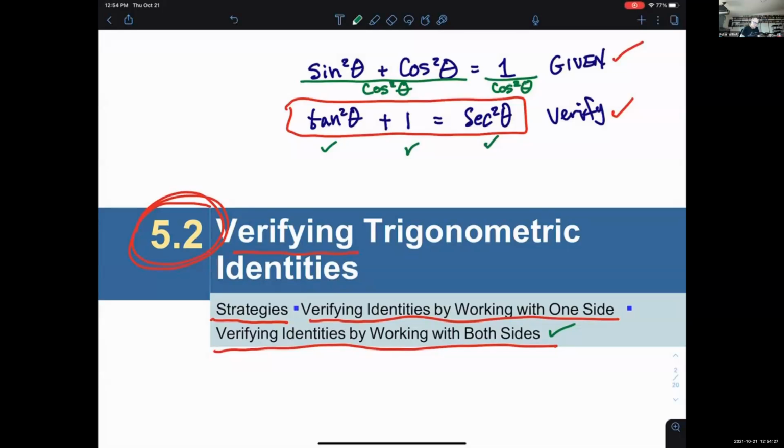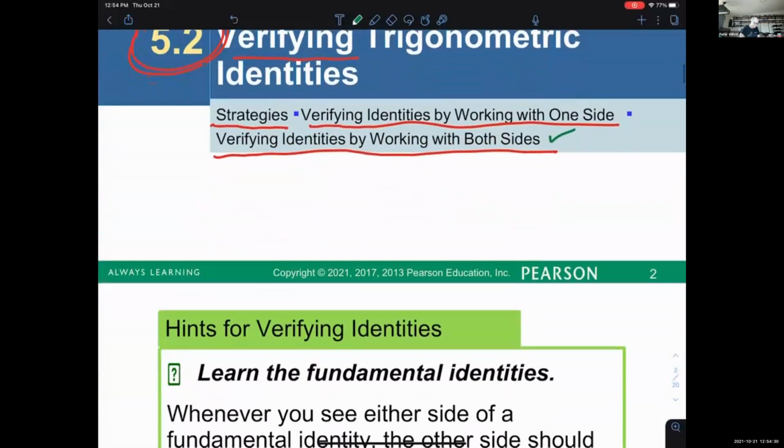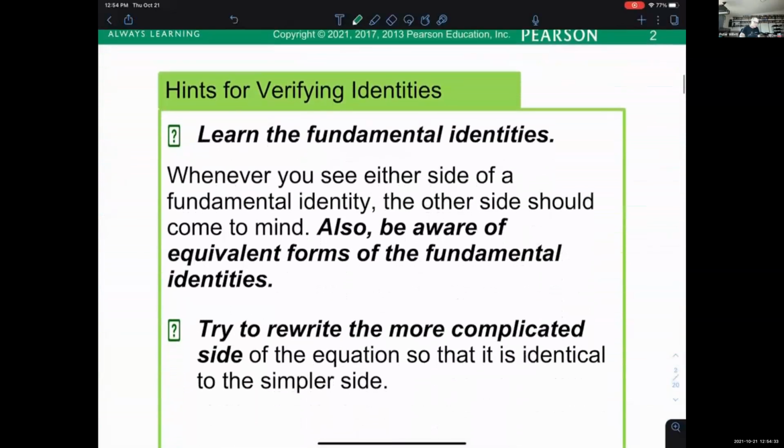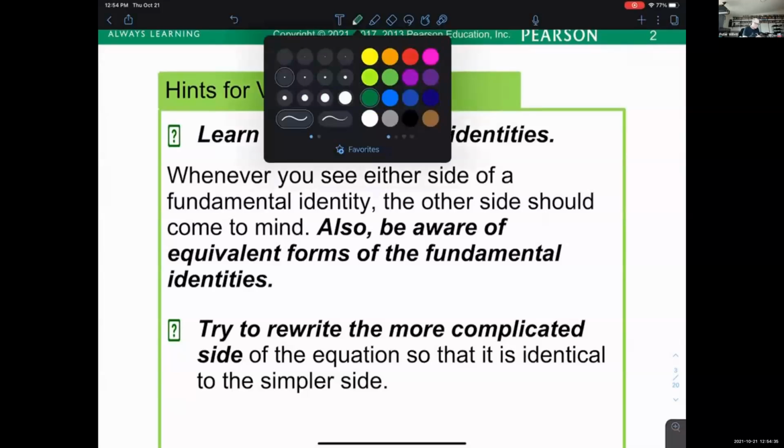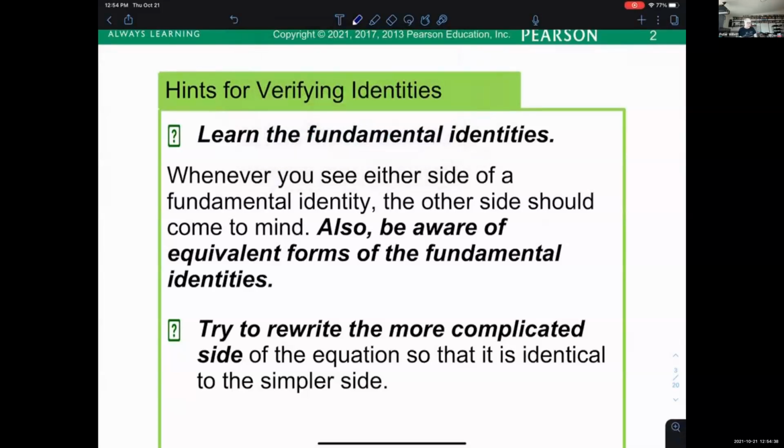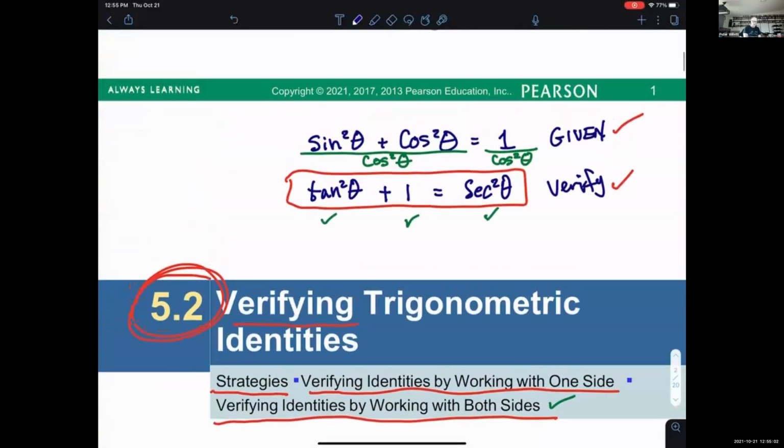All right, so let's look at what they offer us to begin down this road. Hints for verifying identities. Whenever you see either side of a fundamental identity, the other side should come to mind. The simplest example of that is if you see cosine squared theta plus sine squared theta, you want to say, oh, that's just 1, because in the fundamental identity, that's equal to 1. Or if you see, as we just looked at, tan squared theta plus 1, well, then you can say, oh, that's just the same as secant squared theta.